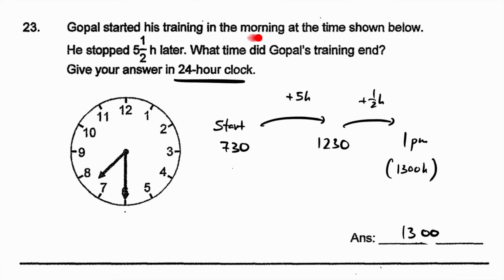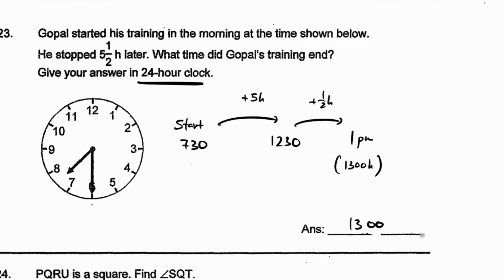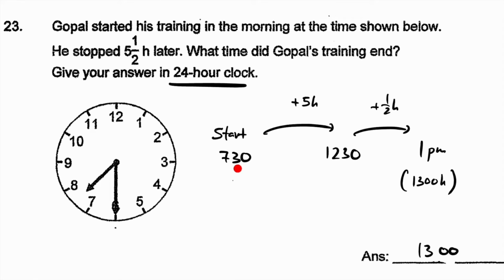Gopal started his training in the morning at the time shown below. He stopped 5.5 hours later. Shown below, well, this is 7. Well, look at this. This is past 7, but not past 8. So it must be 7 something. 7 what? 7:30. So he started at 7:30 in the morning, and he basically had 5.5 hours of training.